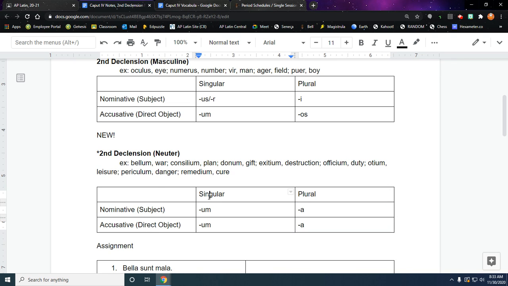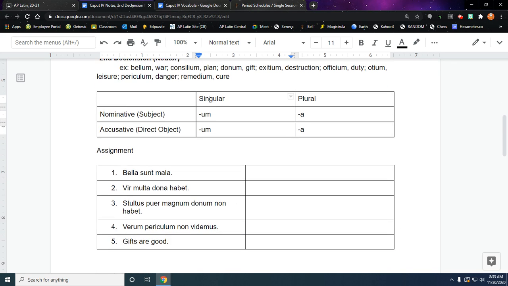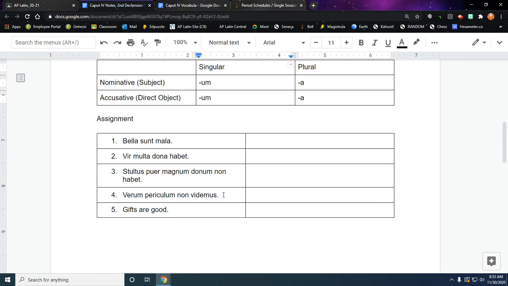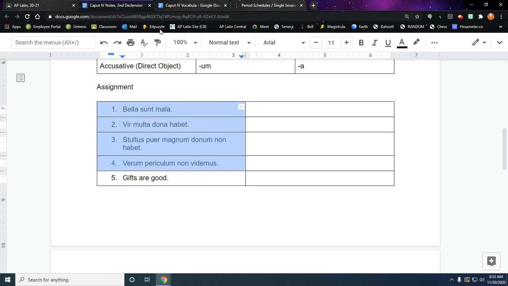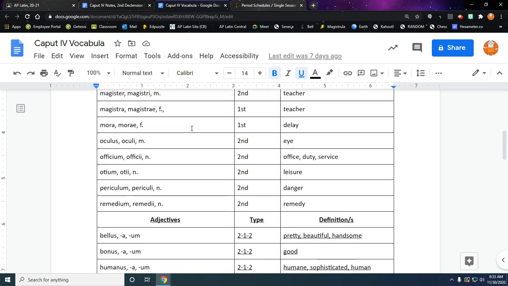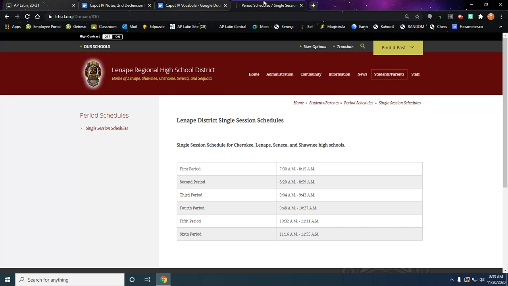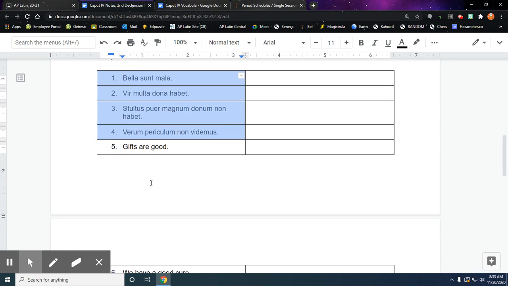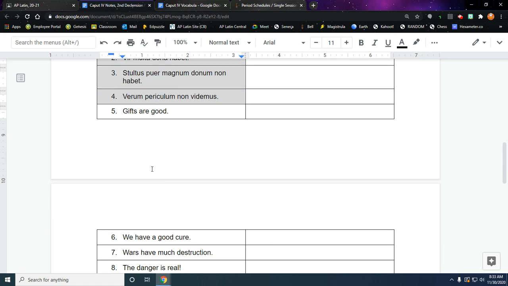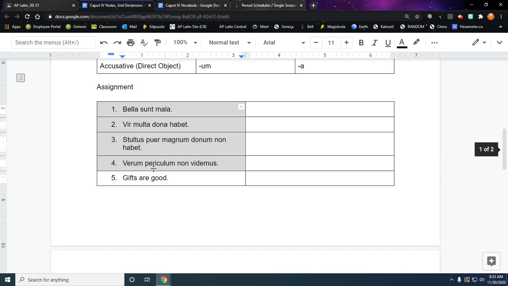All right, so that's what a second declension neuter does. Your assignment is going to be to do 4 into English. Most of the vocab is from this chapter, so you might want to have that list out. And 4 into Latin, which will be a little bit tricky.